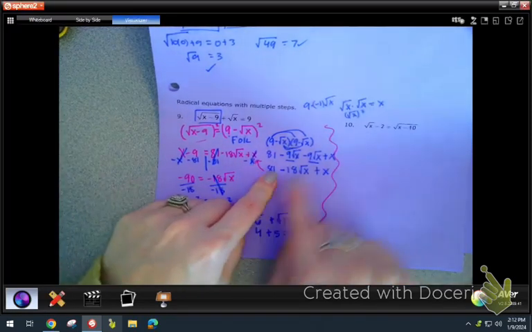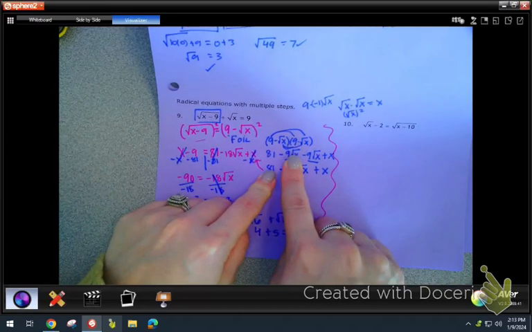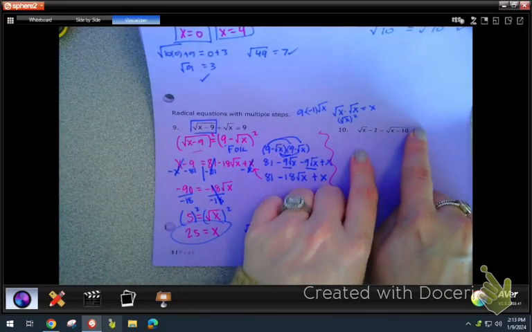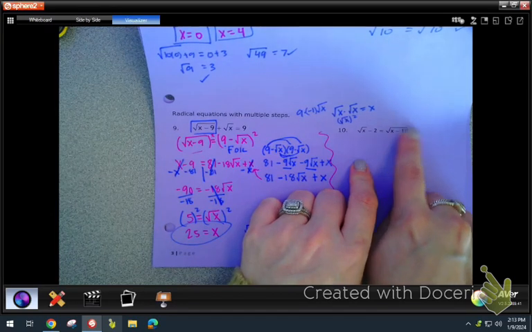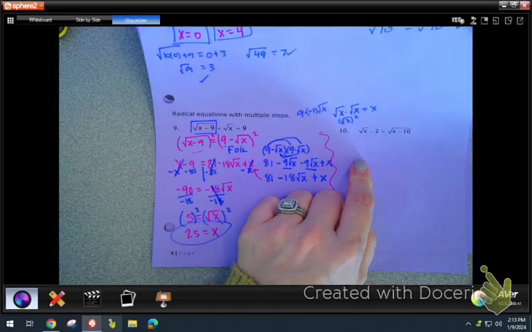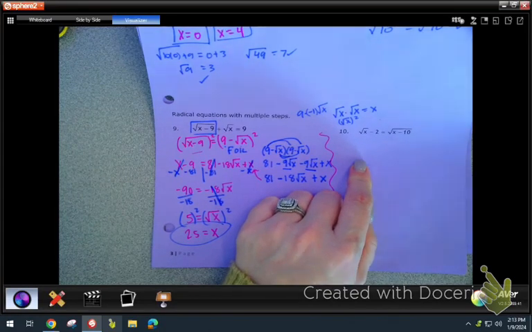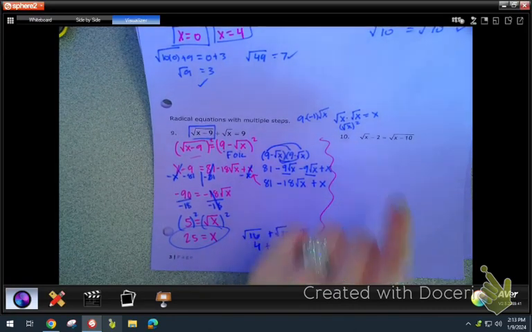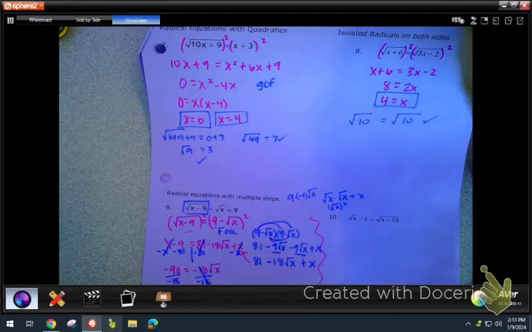You are going to have to do a FOIL with a situation like this. This one, though, I wouldn't move anything over. I already have one of my radicals by itself, so I would just go straight into the squaring. This problem is actually easier. The only thing that is a little bit weird about this is that your answer is a fraction. That's the only thing, okay? So try 10, and then we're going to get into cubes, which are not bad.